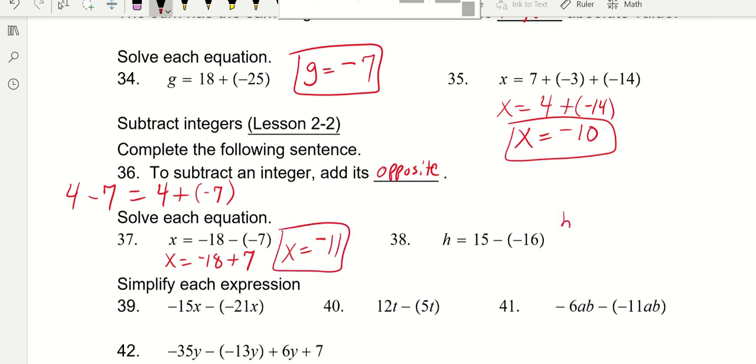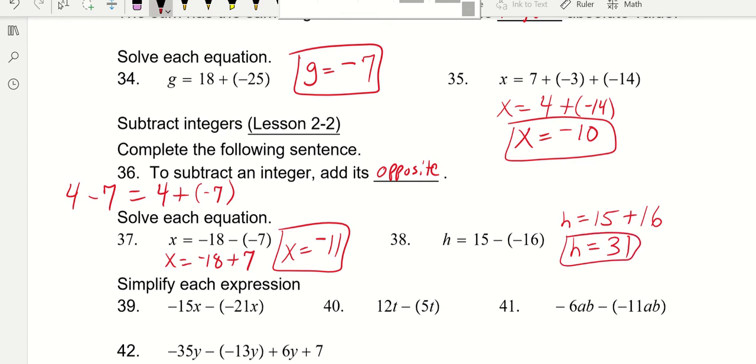Number 38, h is equal to 15 minus -16. This is 15. You have to add when you subtract a negative. 16. H is equal to 15 plus 16 is 31.